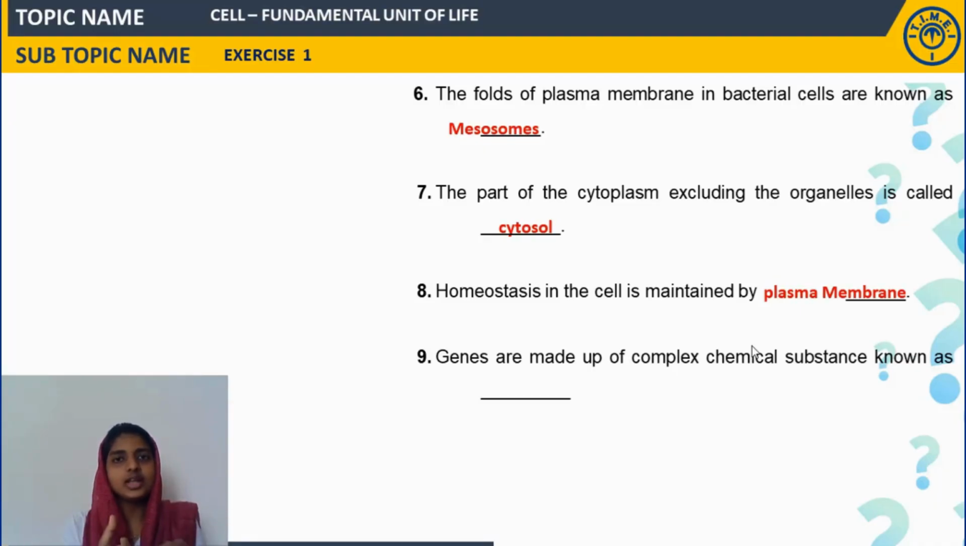Now, these chromatids are in turn made of what? They are made up of genes. Now, these genes are made of what? Genes are made of DNA. DNA is otherwise called deoxyribonucleic acid.